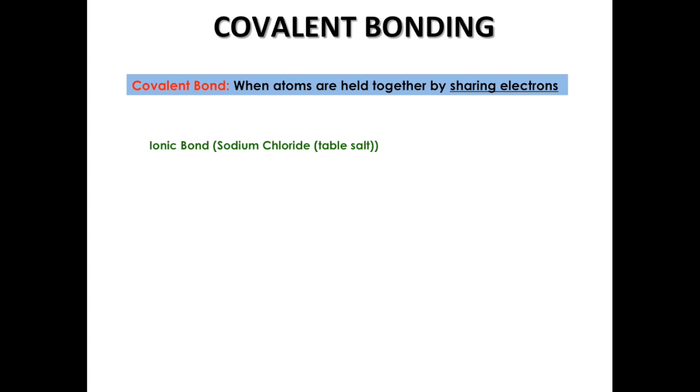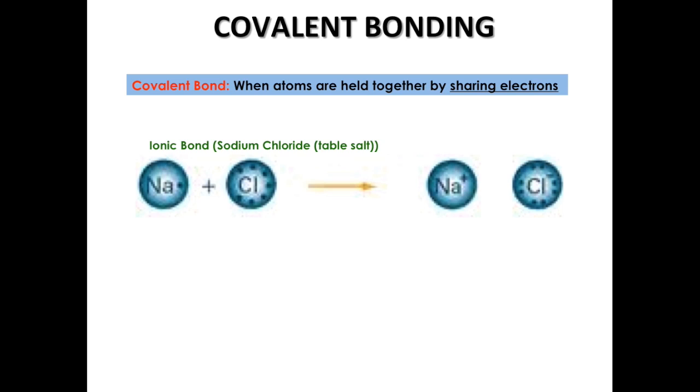Let's recall what is ionic bonding with sodium chloride. In sodium chloride, we had a metal, that is sodium, bonded to chlorine, that is a nonmetal. Sodium has 1 electron in the valence shell, and chlorine has 7 electrons in the valence shell. So sodium will give out this electron, getting a positive charge, and chlorine receiving this electron will get a negative charge, that is, an anion and a cation.